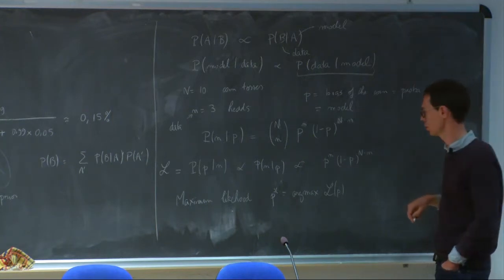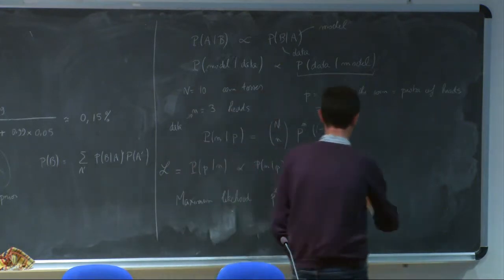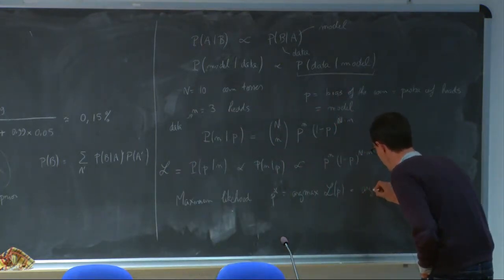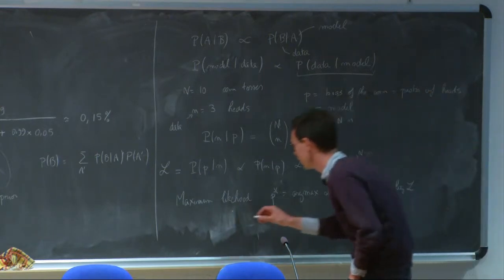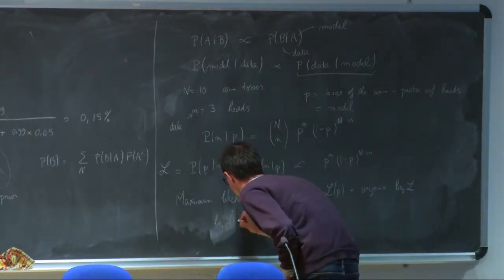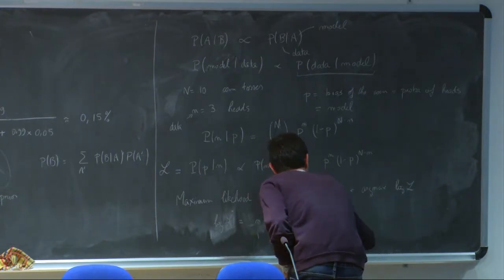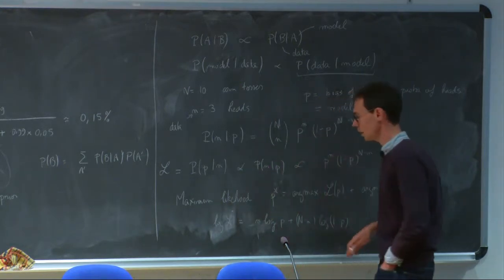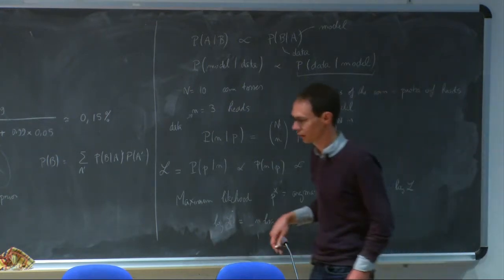Okay, in practice, it's much more convenient to actually maximize the logarithm. You'll see why in a second. Because if I write down the logarithm of that quantity, it's simply n log P plus (N minus n) log(1 minus P). And we'll do it this way because it has some nice scaling properties, which we'll see in a second.